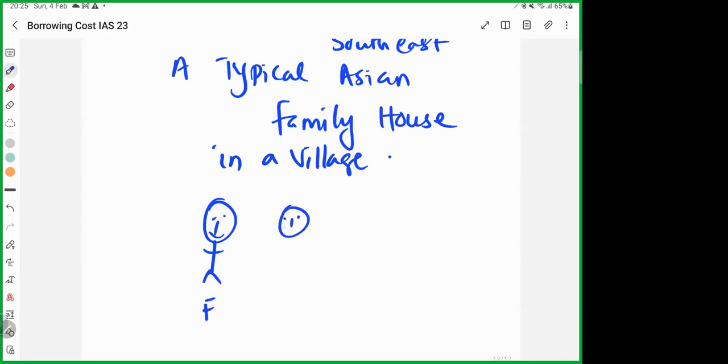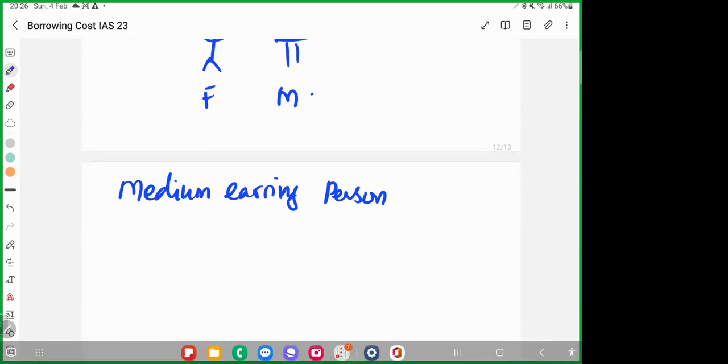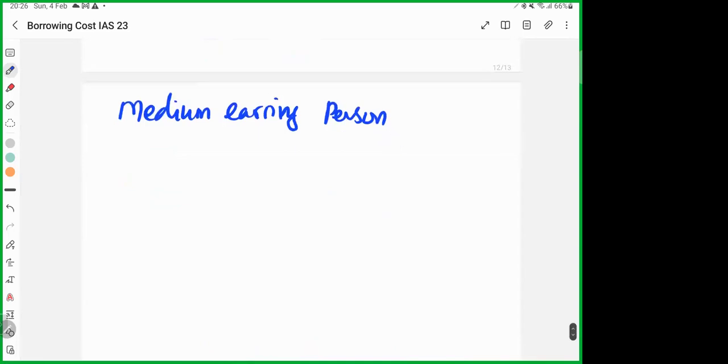father, mother, and 3 kids. Assume like this. So this is a family of 5 members: father, mother, and 3 kids. And the average income or earning is average. It's not very rich, and not very poor, but he's a medium earning person, surviving and managing to feed the family. Understand me? Yes. Clear.